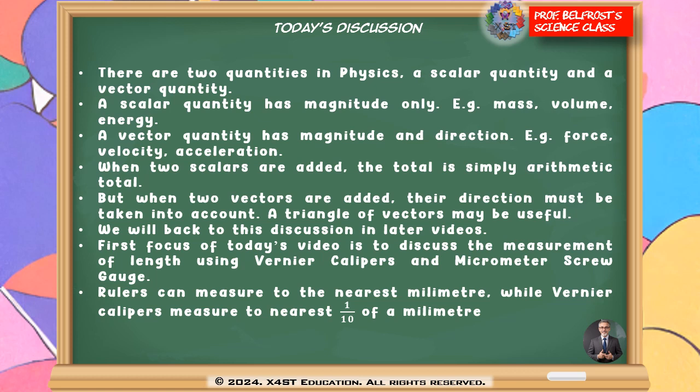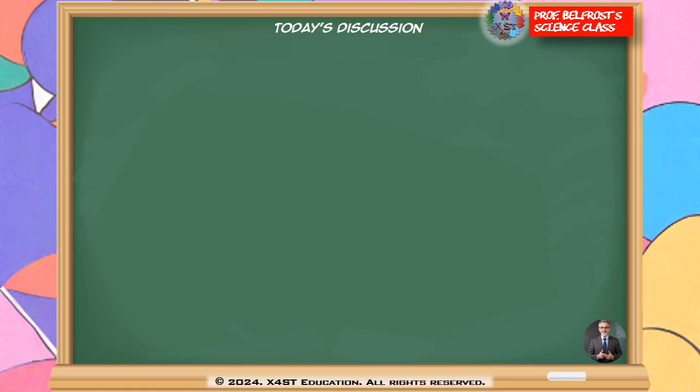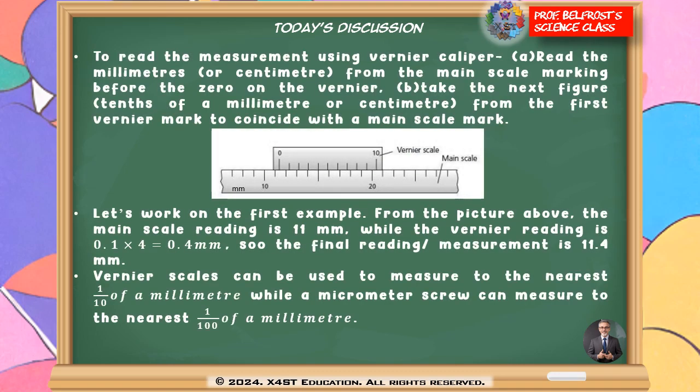Okay, so when a rule can measure to the nearest millimeter, vernier calipers can measure to the nearest tenth of a millimeter. To read the measurement using a vernier caliper, first read the millimeter from the main scale marking before the zero on the vernier. I want you to pay attention to the sentence. And then B, take the next figure, tenths of a millimeter or a centimeter, from the first vernier mark to coincide with a main scale mark.